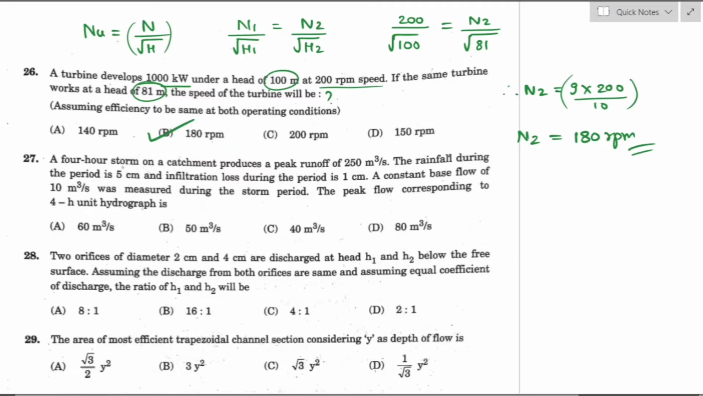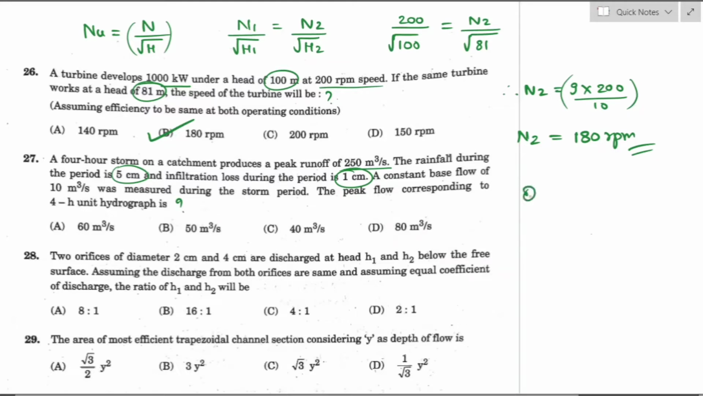Question number 27. A 4-hour storm on a catchment produces a peak runoff of 250 m3 per second. The rainfall during the period is 5 cm and the infiltration loss during the period is 1 cm. A constant base flow of 10 m3 per second was measured during the storm period. The peak flow corresponding to 4-hour unit hydrograph is.